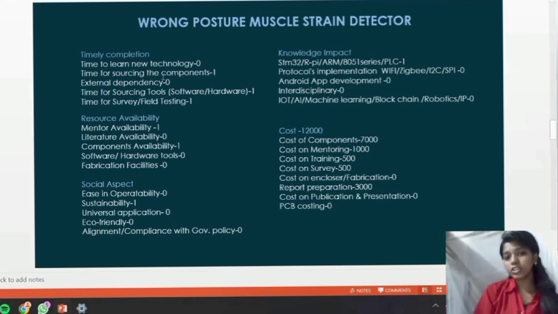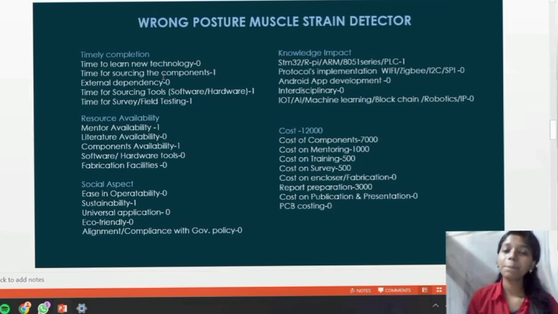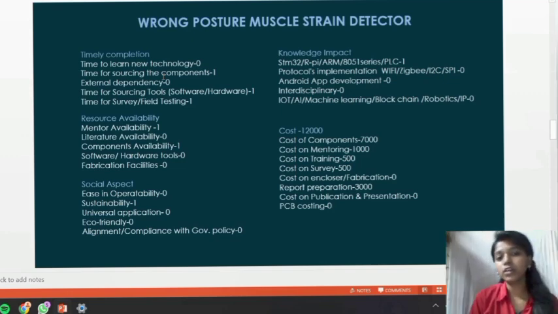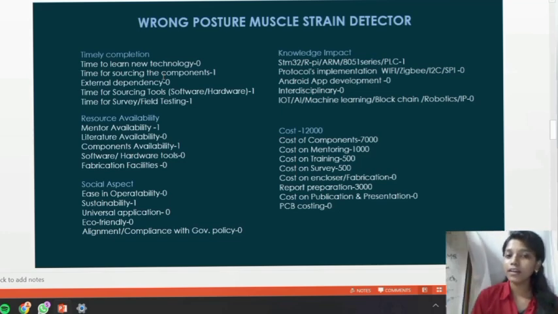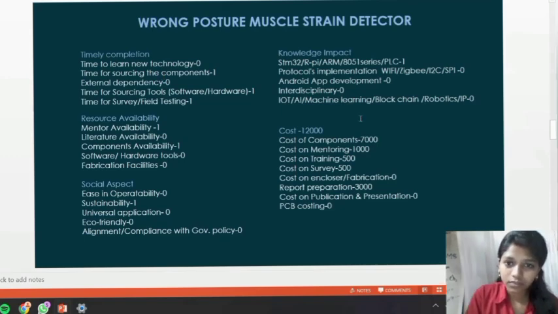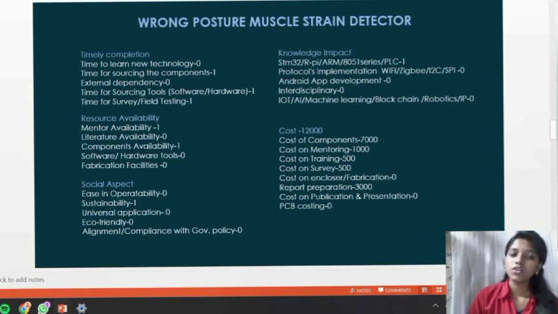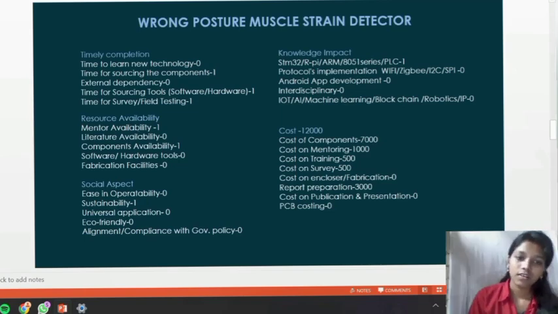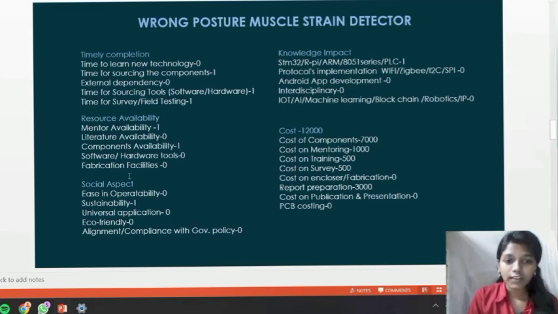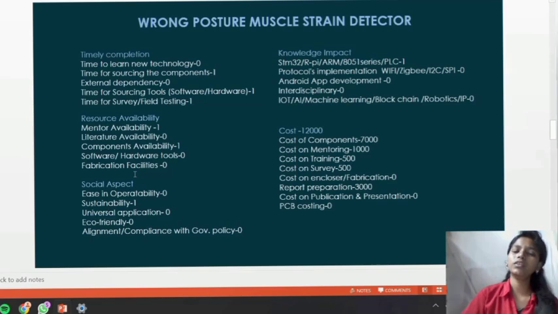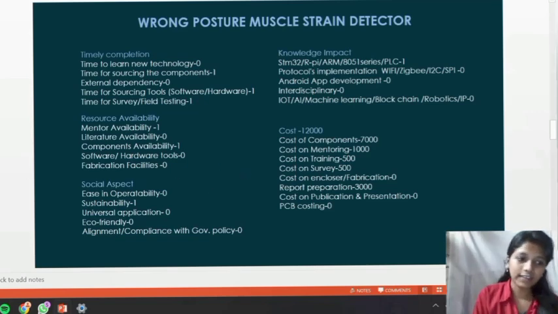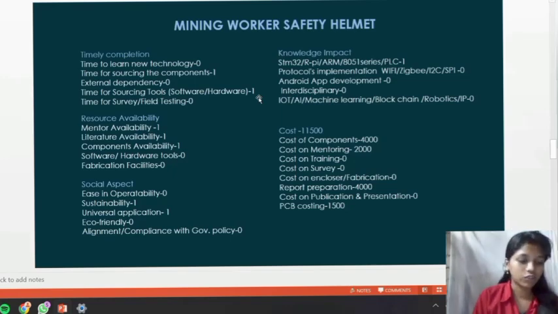learning new technology is good, but we don't have much time, so we have given 0. Like that in components, if components are easily available, I have given 1. Likewise I have given scores in things we can do ourselves, so I have given 1. For fabrication facilities, we don't need them in every project. In cost we have searched a lot, and likewise we have done the mining worker safety helmet too.